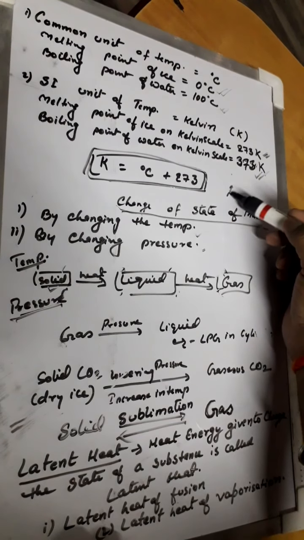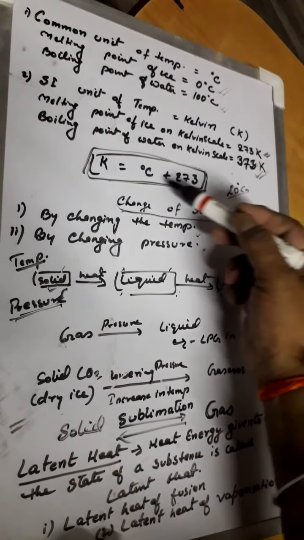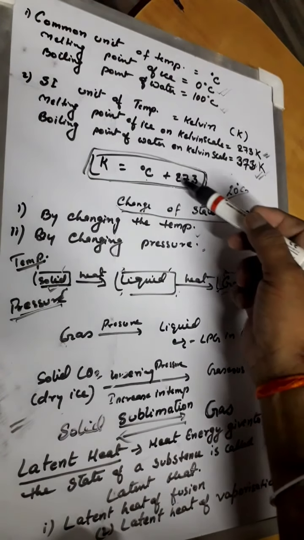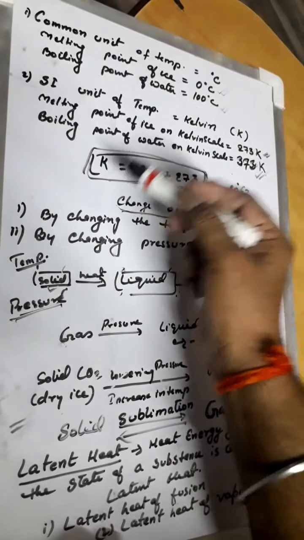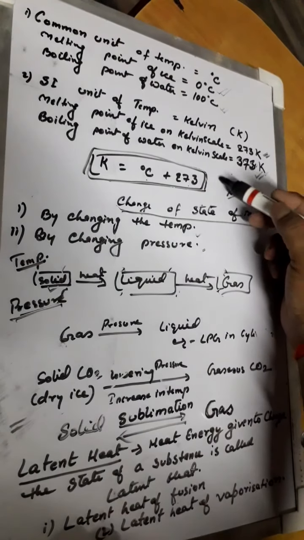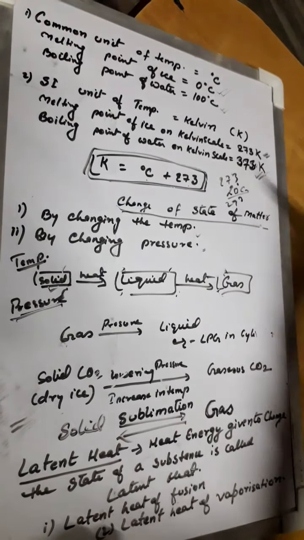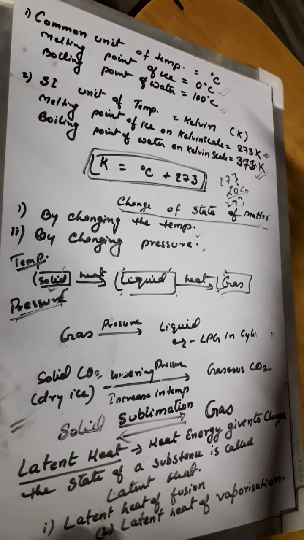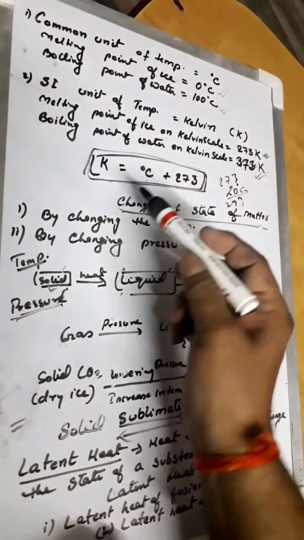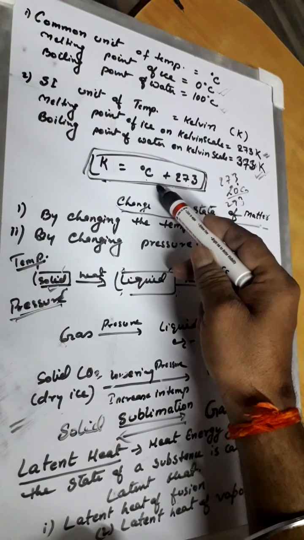Suppose we have 20 degrees Celsius. We want to change it into the Kelvin scale. Then we will add 20 plus 273, which means K, that is Kelvin, will be 293. 293 Kelvin, means 20 degrees Celsius will be equal to 293 Kelvin. Similarly, if we have temperature in the Kelvin scale, then it can be converted into degree Celsius.